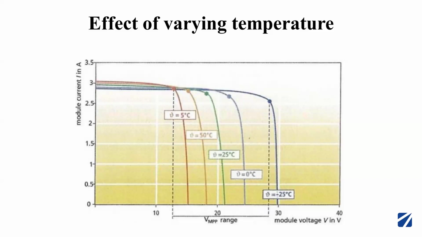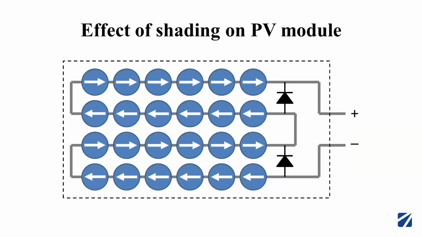So as the temperature increases, the voltage will decrease and the current will increase. But if you see the curves, you can understand that the increase in current is very much less significant compared to the decrease in voltage. So as the temperature increases, the voltage decreases. So this is how we will understand the effect of temperature here. And now, the effect of shading on the PV module.